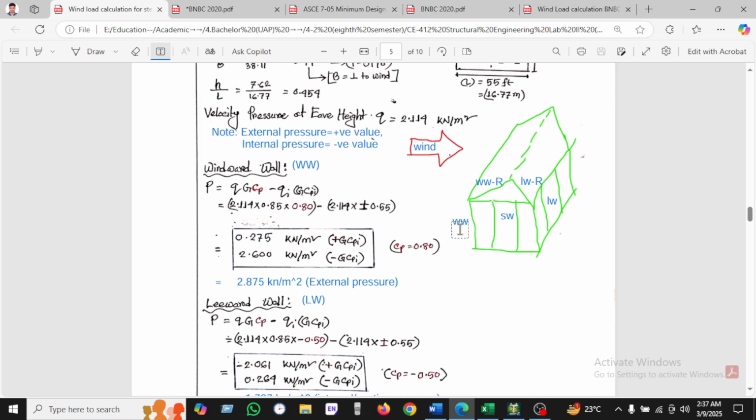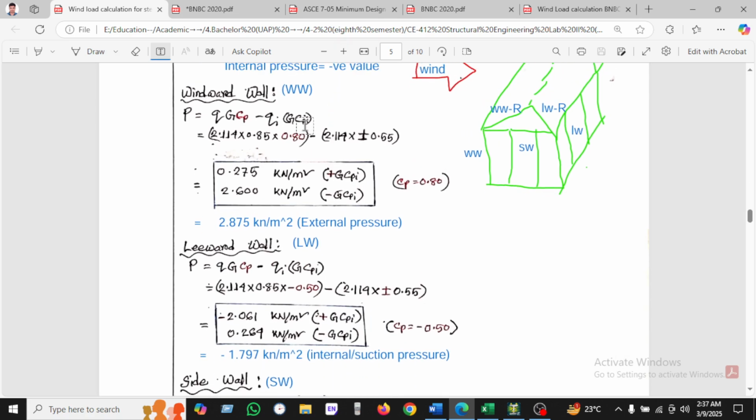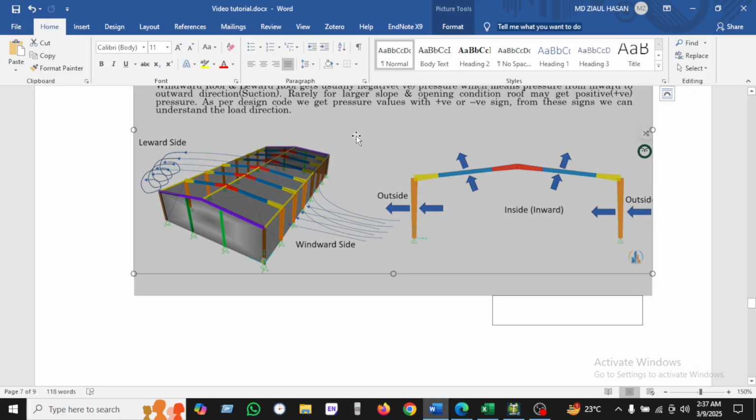So this is the windward wall, and this is the leeward wall. This is the windward wall, this is the leeward, and this is the side wall. This is the side wall, and this roof is the windward roof, and this is the leeward roof. So now we are looking at the windward roof, as I already mentioned here.